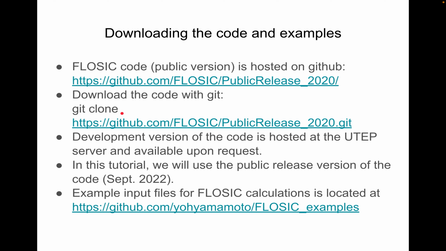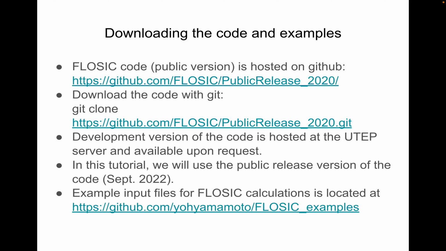There are several versions of the FLOSIC code, and the development version is hosted at the UTEP server, available upon request. Those versions contain features that may not be suitable for the public release, simply testing experimental features.